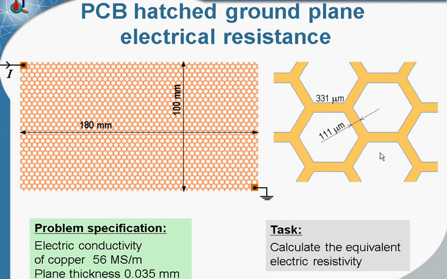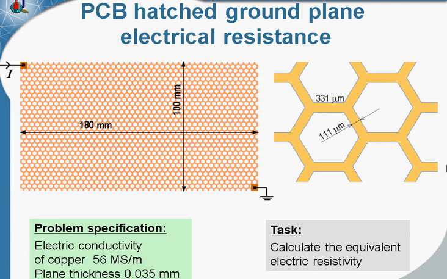Here is the sample of the hatched ground plane. You see the periodic structure composed of hexagons. The real board dimensions are 18 by 10 centimeters. Hexagons are very small. The side length is only 0.3 millimeters. So the hexagons look like teeny holes in the plane.